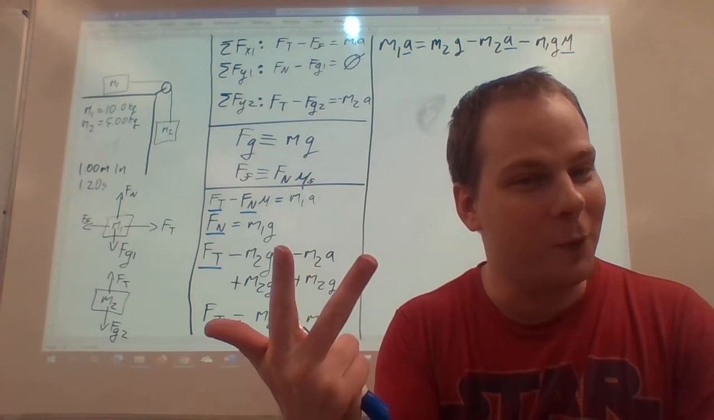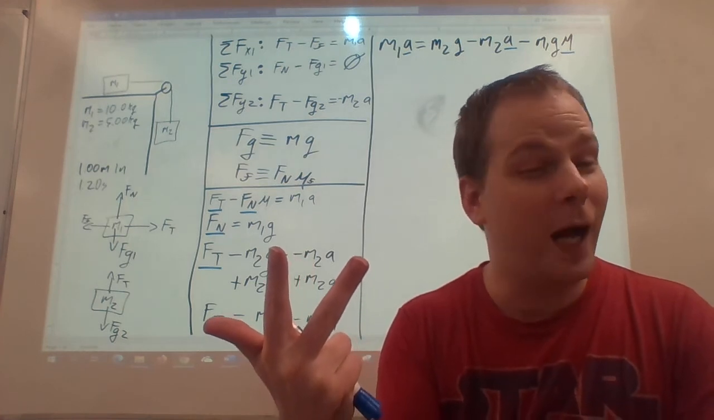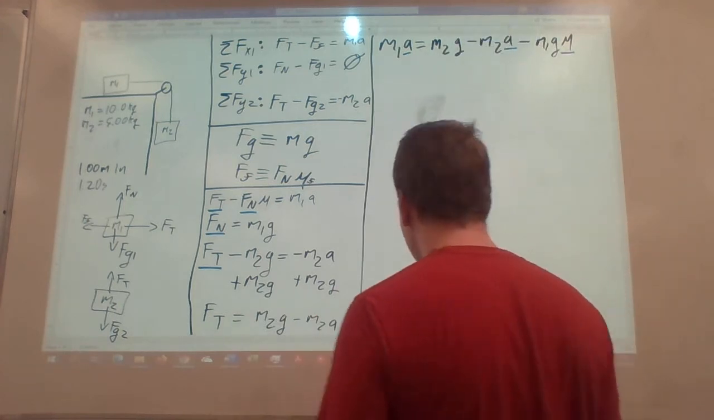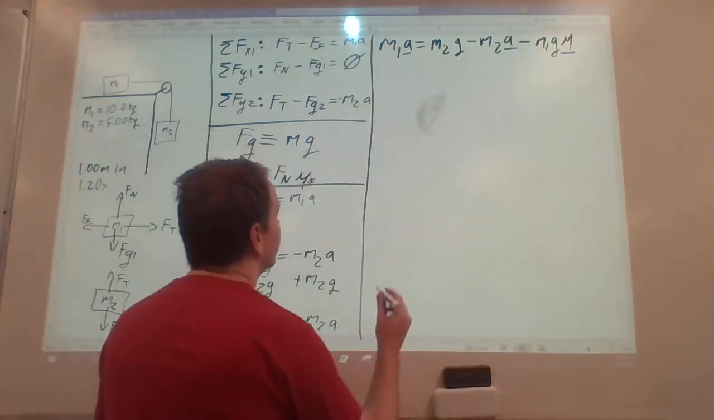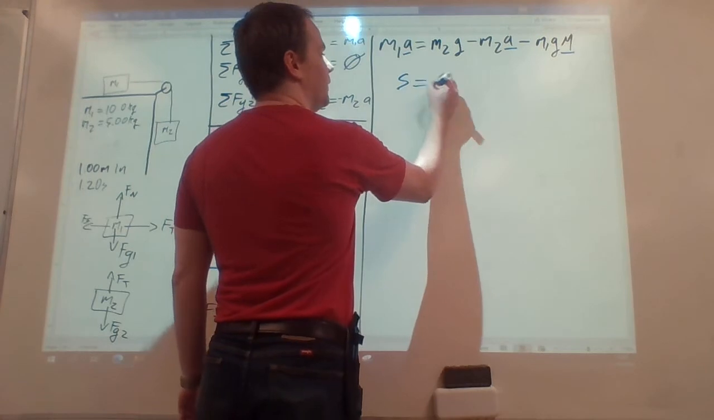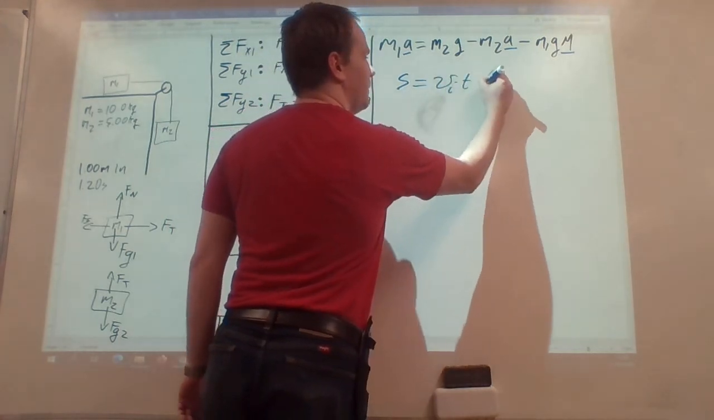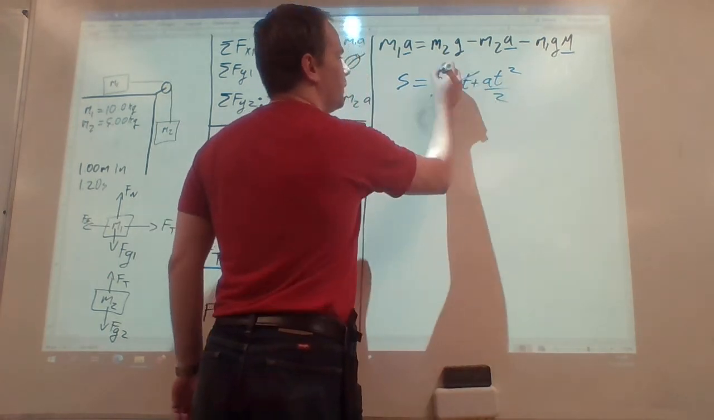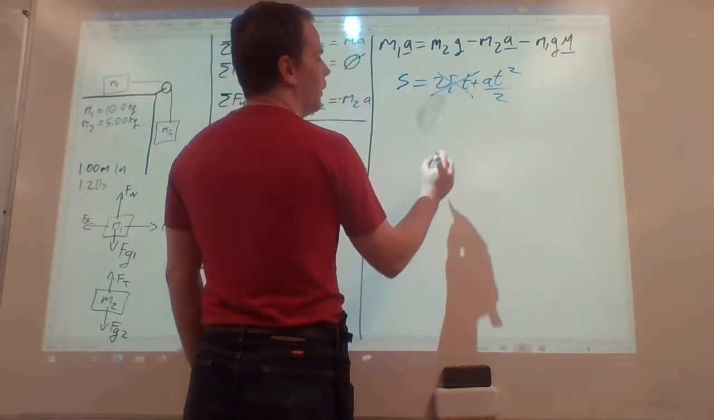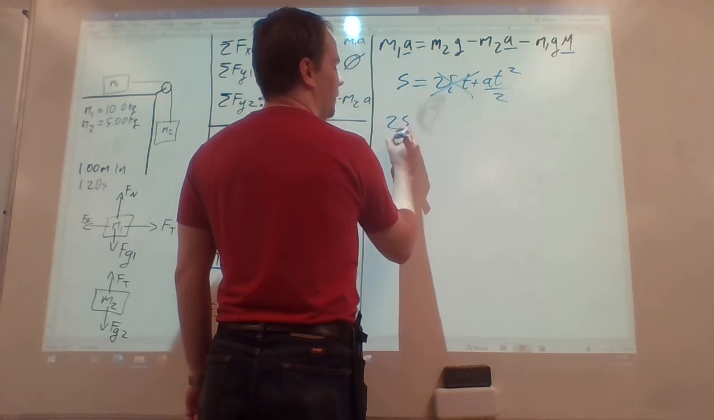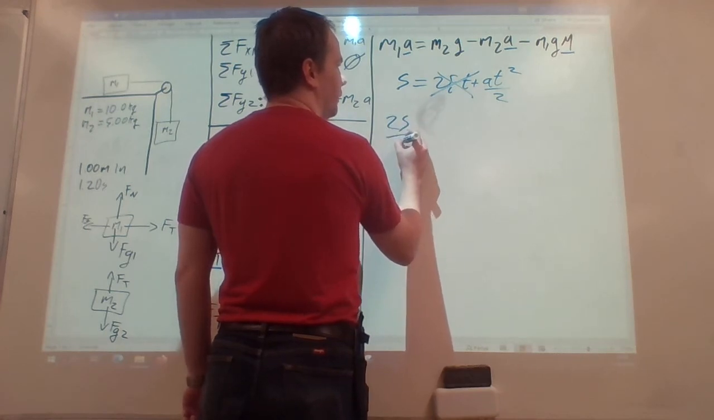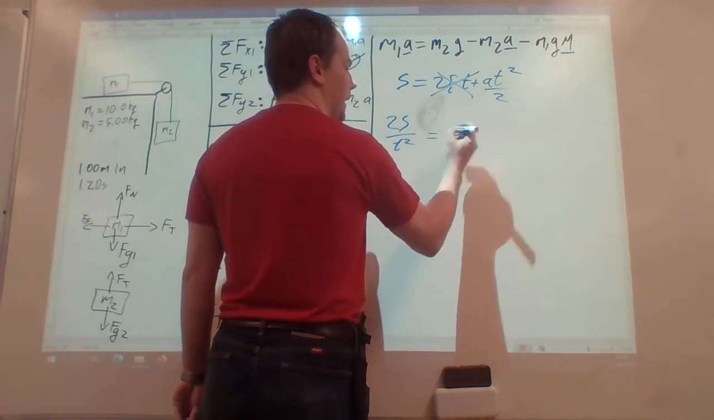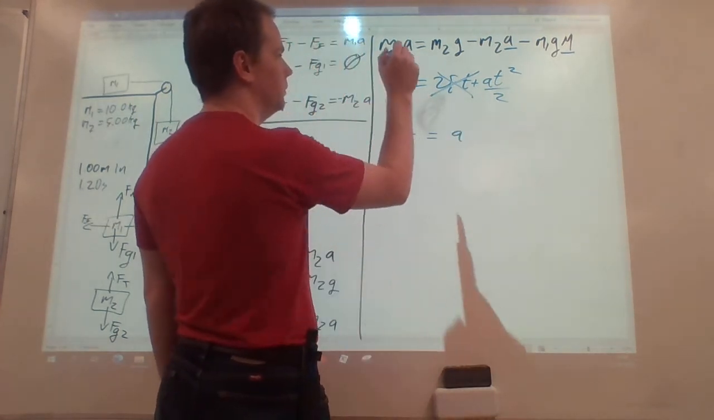So which equation do we want to use? I would use the third one because v_i is 0. So s equals v_i t plus a t squared over 2. This is 0, so 2s over t squared equals a.